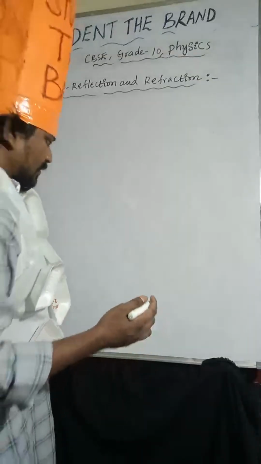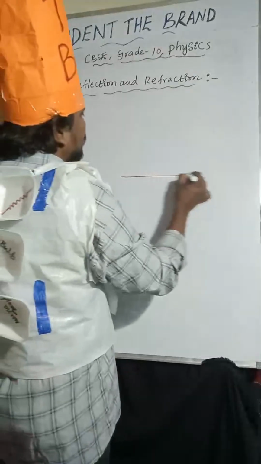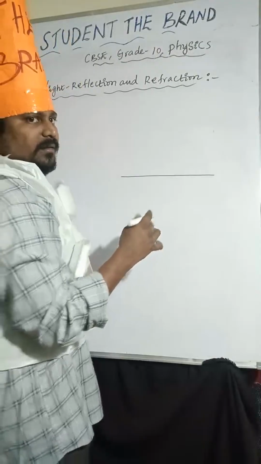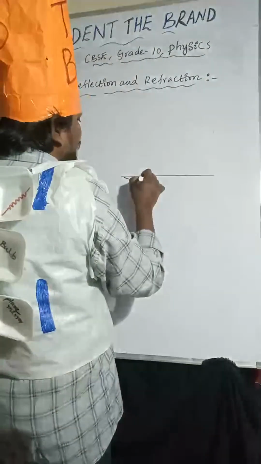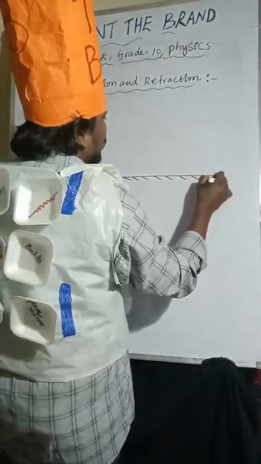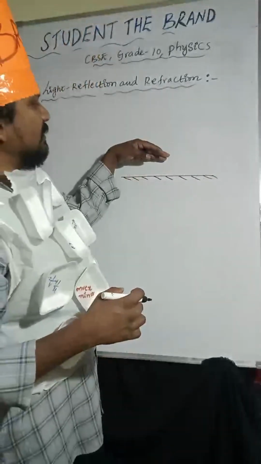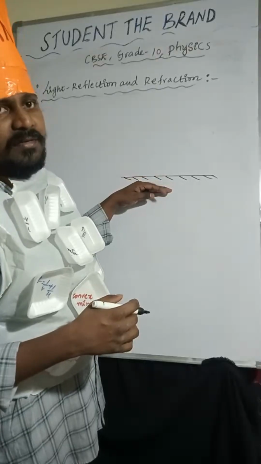Okay, so I'm taking the plane mirror. This is a plane mirror. Here I'm considering one side as the reflecting surface, and the other side as the silver coating.